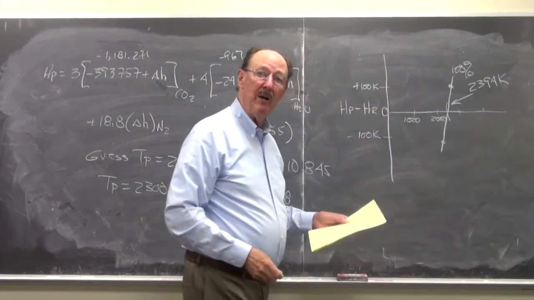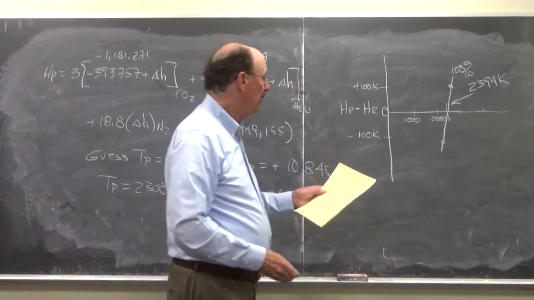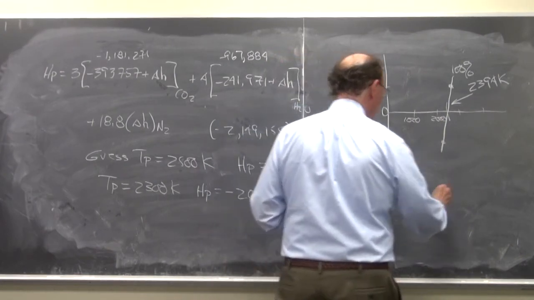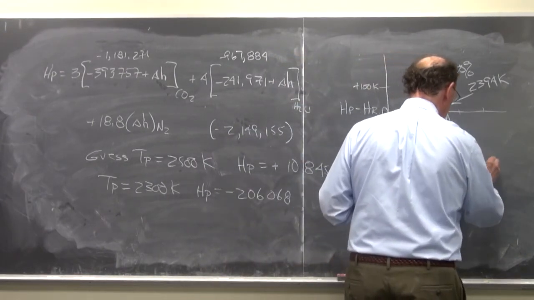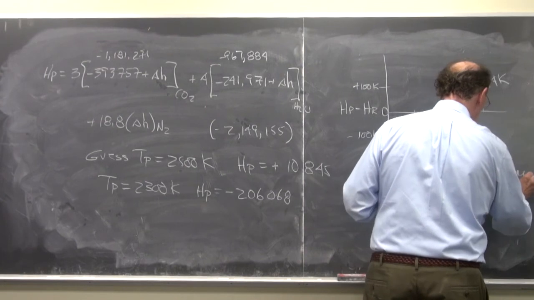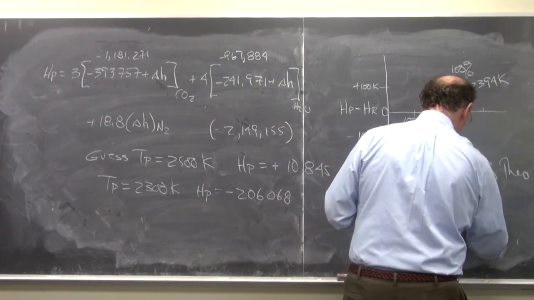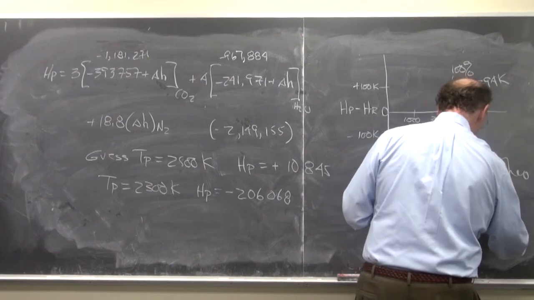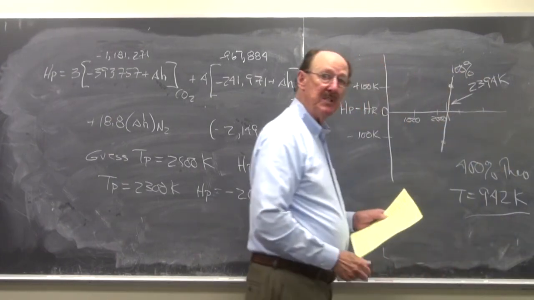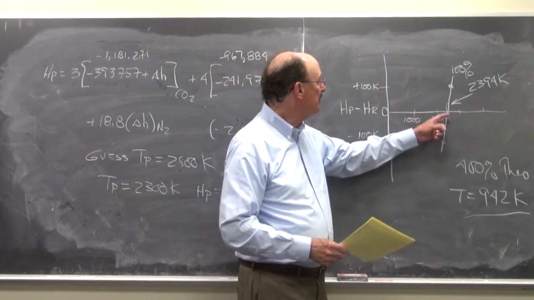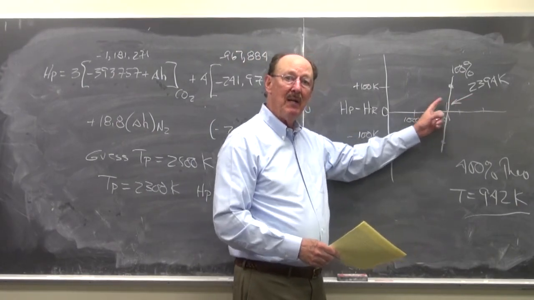When I do 400% theoretical air, so for 400% Theo, T is equal to 942 degrees K. So we see there's a big difference between 100% and 400%: 100% gives a much higher temperature, and 400% a lower one.